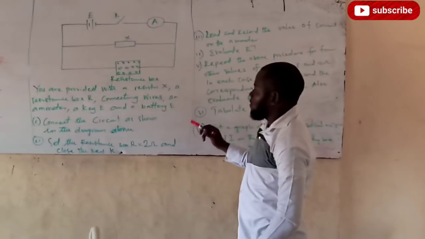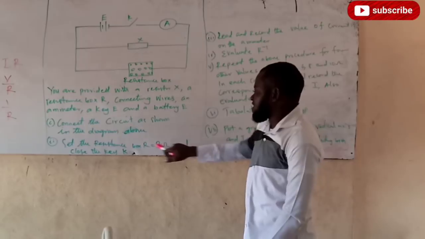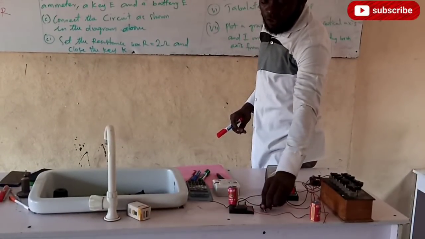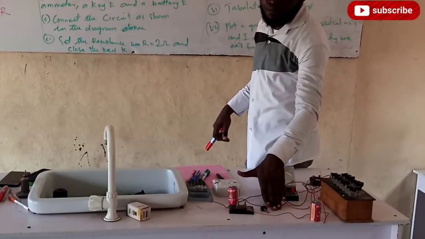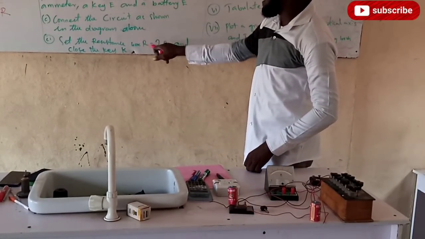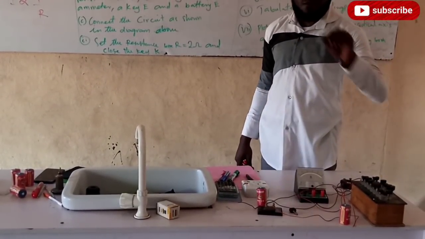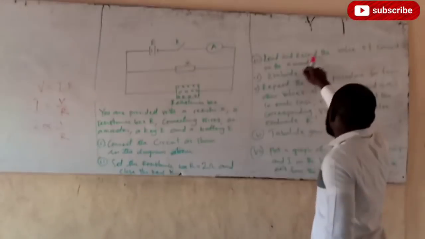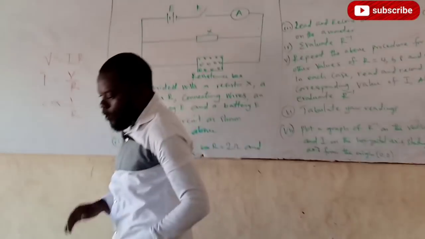Set the resistance box R to 2 ohms and close the key K. So now that you are yet to set up your resistance to a certain value, let your key be open. Now we are asked to set the resistance box to 2 ohms. So for the resistance box, I remove the 2 ohms here. What's the next thing after that? Read and record the value of current I on the ammeter. This is where the work lies now.